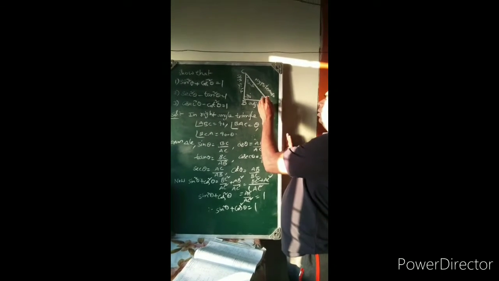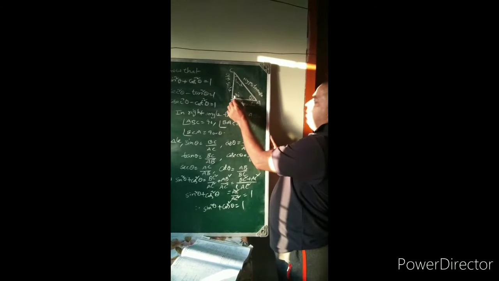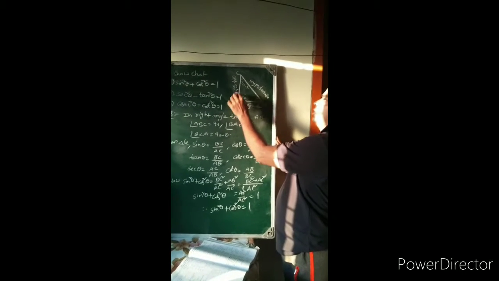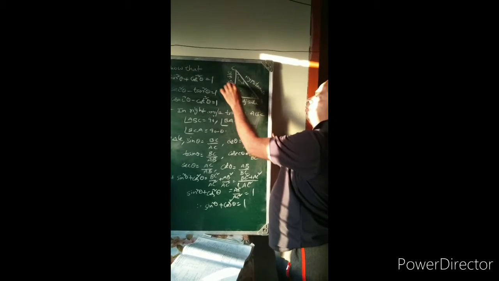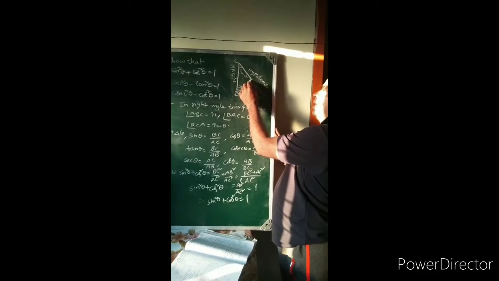So we know that this AB you can call as the adjacent side to theta. This side you can call as the opposite side to theta. The side opposite to 90 degrees you have to call the hypotenuse.